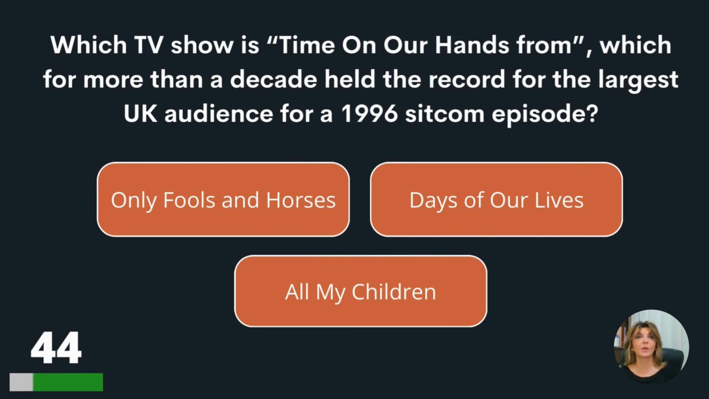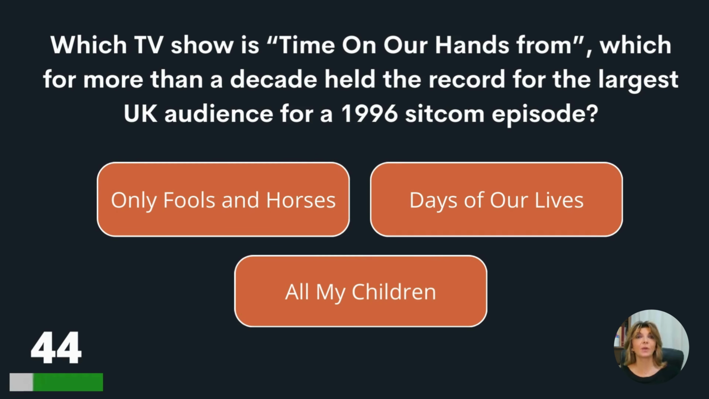And we are at people. Question 46. Who was Sir Winston Churchill's spouse? Barbara Rosebery, Clementine Hosier, or Margaret Thatcher? Clementine Hosier.